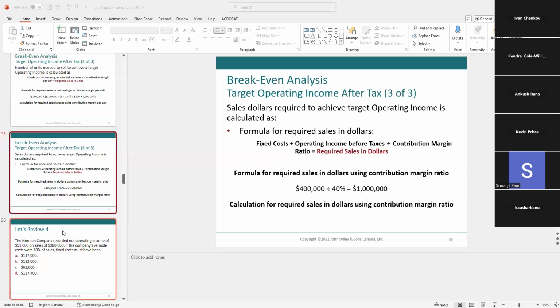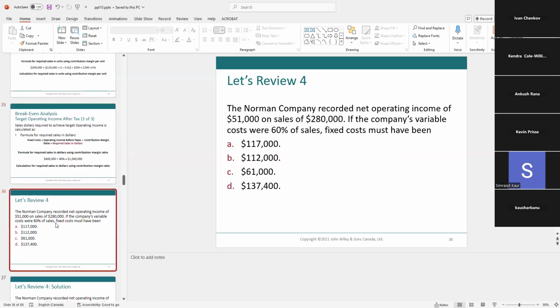Now let's see our question here. That will be the interesting thing. This company recorded net operating income of $51,000 when the sales are $280,000. If the company's variable cost is 60%, how much is the fixed cost?